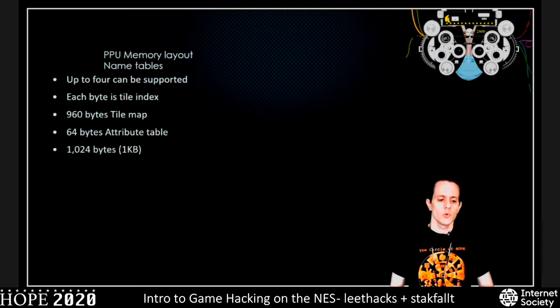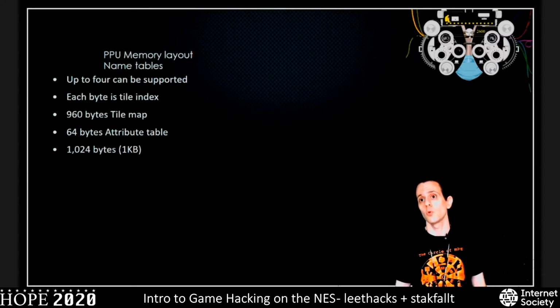So up to 4 name tables can be supported, 0 through 3, as I mentioned before, and each byte is a tile index. The tile map is 960 bytes long, and the attribute table is 64 bytes long, giving you 1024 bytes, or 1 kilobyte. So typically you're looking at cards that have 2 kilobytes of RAM.